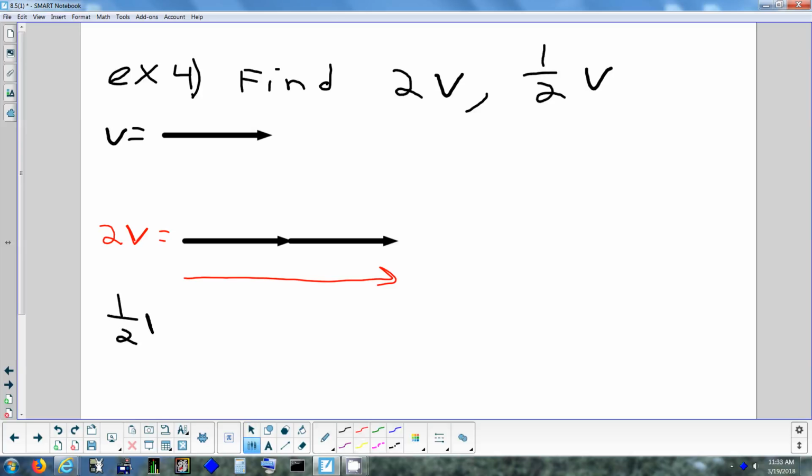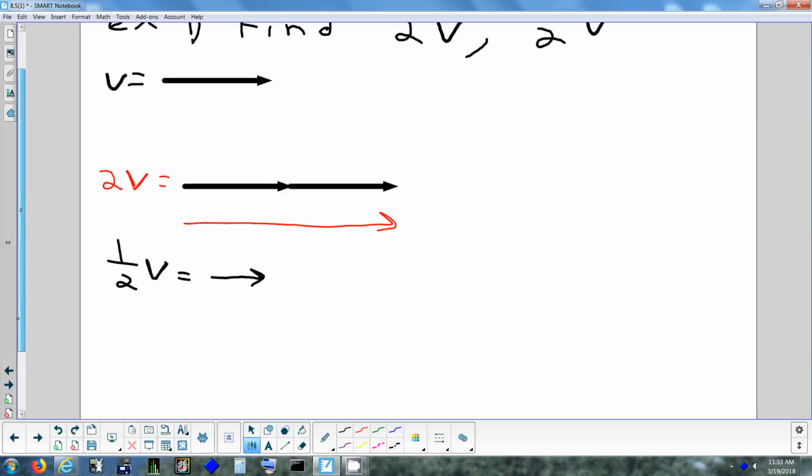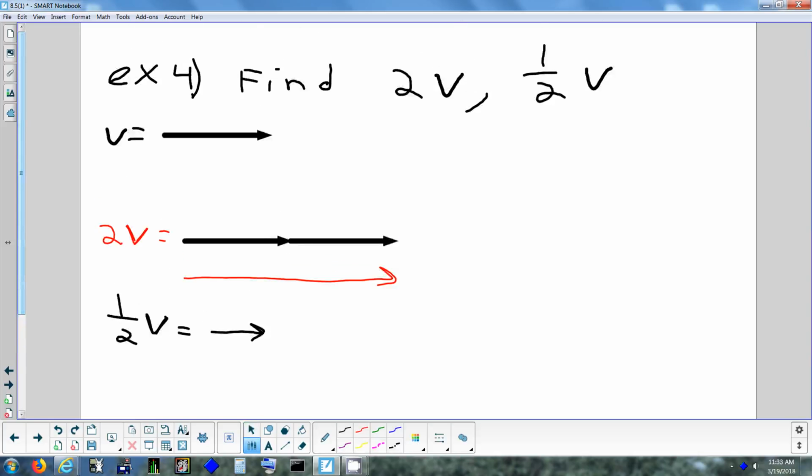1/2 v. There's no easy way for me to draw something a half unless I measure it. I'm just going to estimate it, maybe even a little shorter. That's about 1/2 v. Okay, so any question on finding a scalar product? That's kind of a problem. They'll give you the original v to figure out what 2v and 1/2 v look like. Yes. Yep.